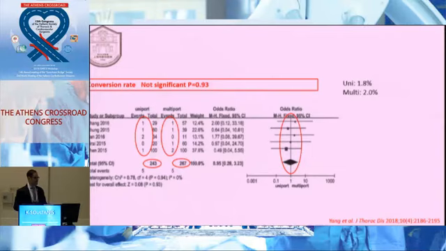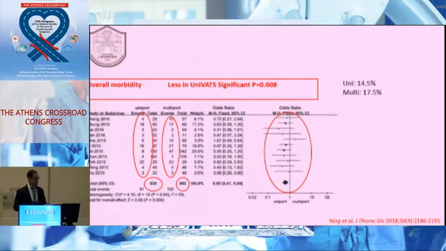Conversion rate, again, both of the techniques exhibit very low conversion rates. UniVATS seems to have an advantage, but it is not significant. Overall morbidity, for some reason, it seems that reducing the accesses down to one port has a significant advantage. So the meta-analysis demonstrated a significant advantage of the UniVATS over the multi-VATS in this particular field.